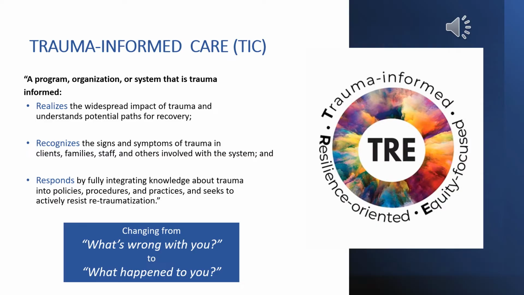A program, organization, or a system is trauma-informed if it realizes the widespread impact of trauma and understands potential paths for recovery, and recognizes the signs and symptoms of trauma. This can also include recognizing stress, toxic stress, and adversity. So we're going to realize the widespread impact, we're going to recognize the signs and symptoms, and then thirdly, we're going to respond. Next, we're going to give you a couple of different frameworks as a way to think about trauma-informed care as we're building this common language.